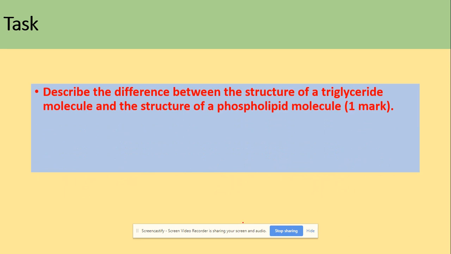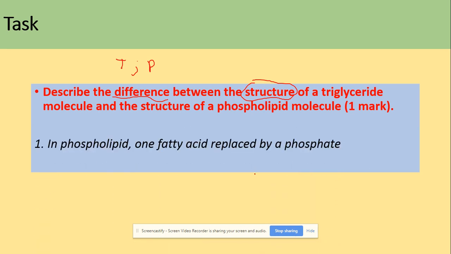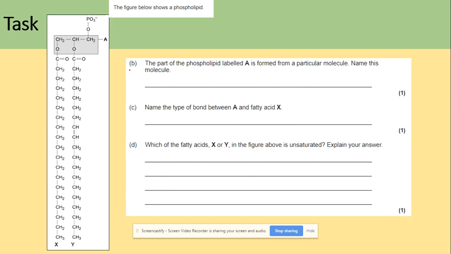So, question: describe the difference between the structure. Again, difference, so you need to talk about two things. They want triglycerides and they want phospholipids. And what's the focus? It's the structure, only 1 mark. So what's the main difference? It's the fact that in phospholipids, one fatty acid is replaced by a phosphate, but in triglycerides, we've got three fatty acids.